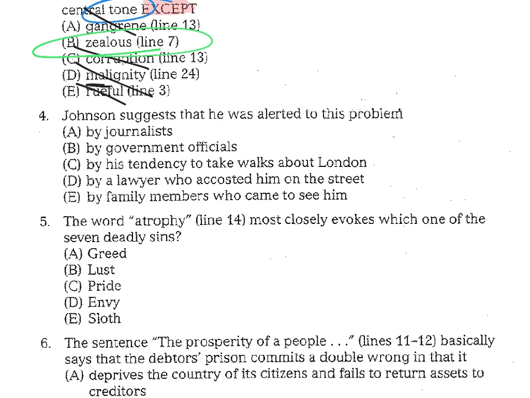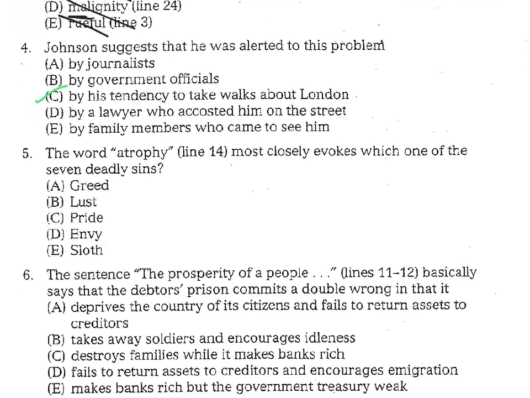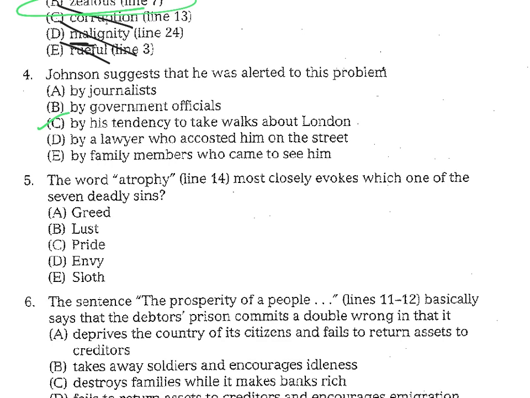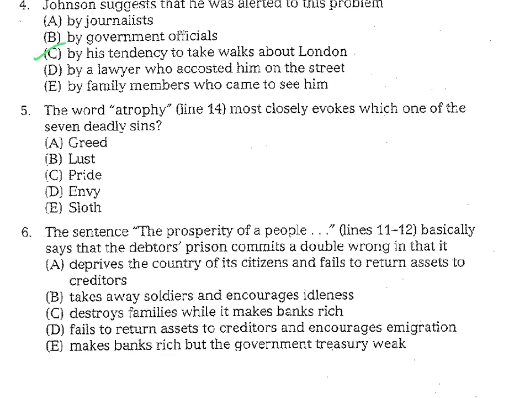C. Tendency to take walks in London. That's what I put, it was C. I'm going to be that guy: paralysis by analysis, where you try to make everything more difficult than it has to be. I think it's the tendency part. I skipped it and came back. I was like, this seems too simple, that can't be right.